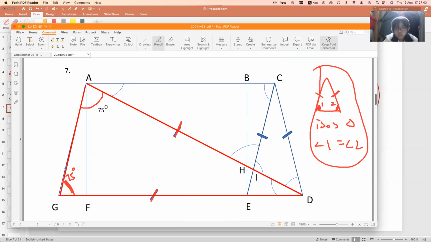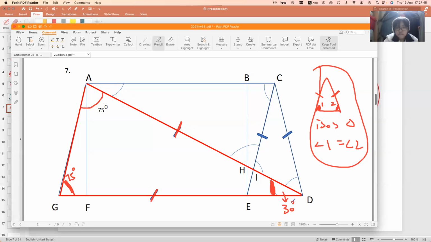Okay. Then with this 75, can I ask you a question? Can you get this angle already? Yes. Why? How? Because you have those two angles. So how? I ask you how. 180 minus 75 minus 75. What's the answer? 30. Yes. So this angle is 30.